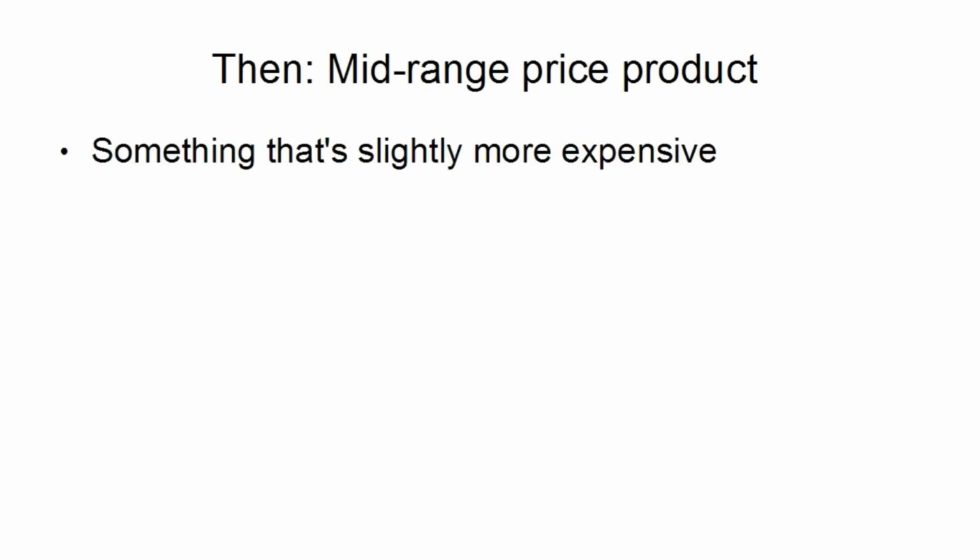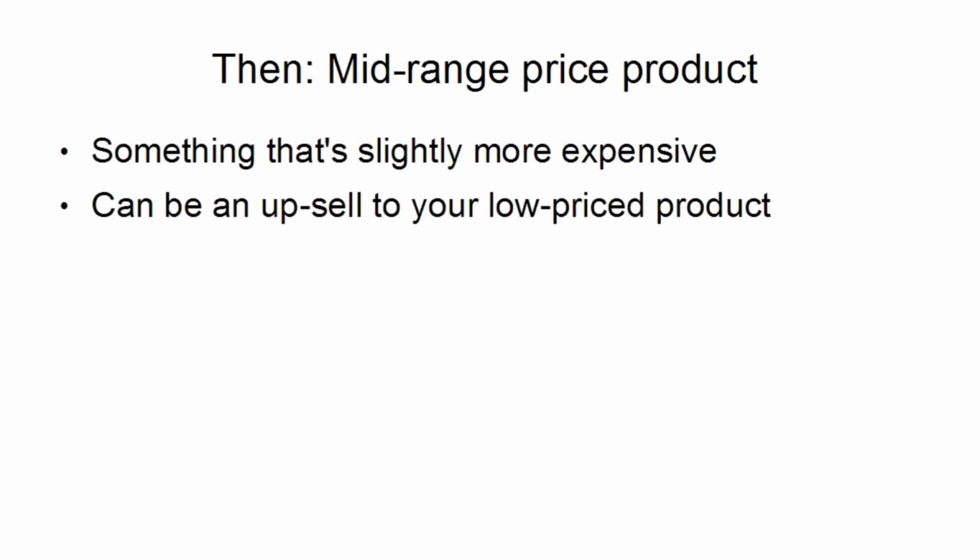Then you sell them your mid-range price product. And this is something that's slightly more expensive than your ebook. And it can actually be an upsell to your low price product. So once someone has bought your low price product, you immediately offer them this mid-range product right away, and offer it perhaps at a discount over what you would sell it for if it were a standalone product.